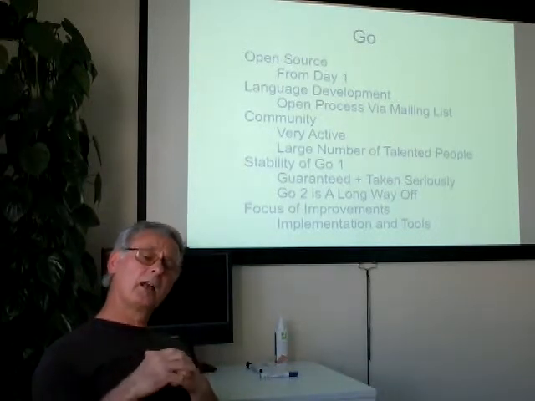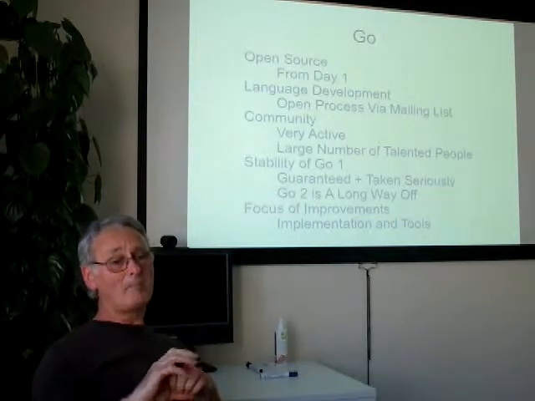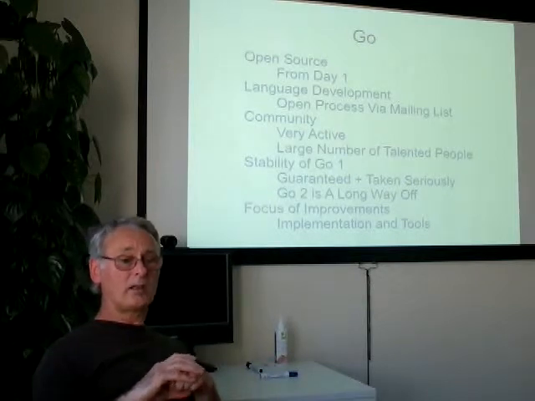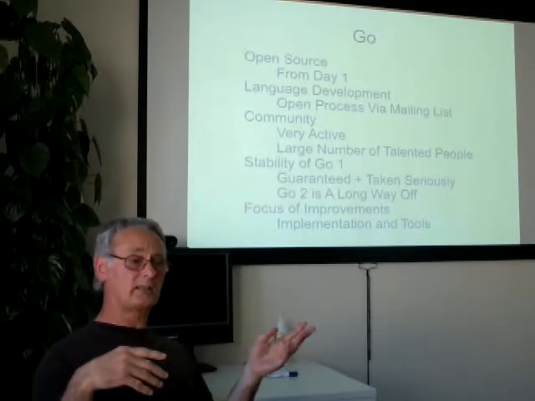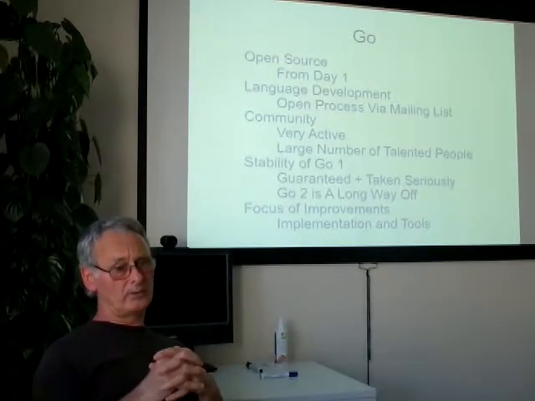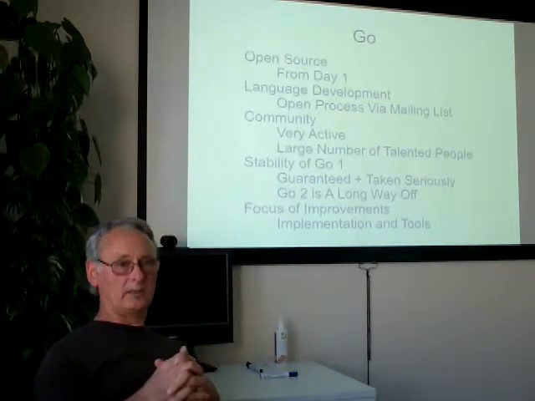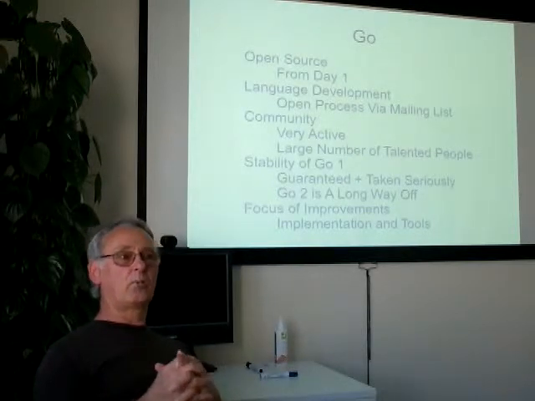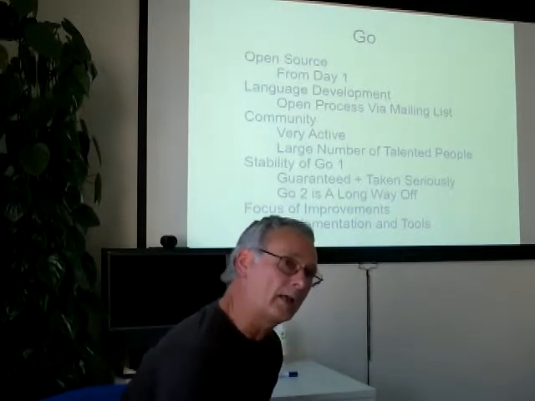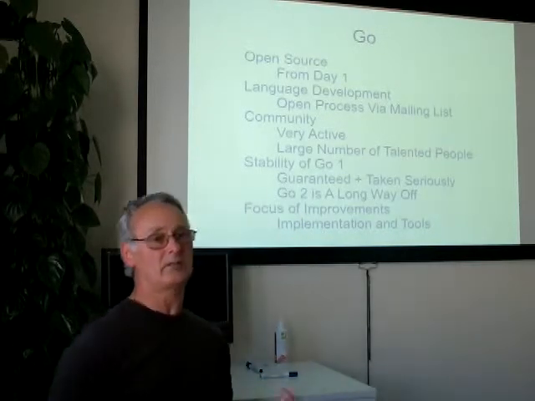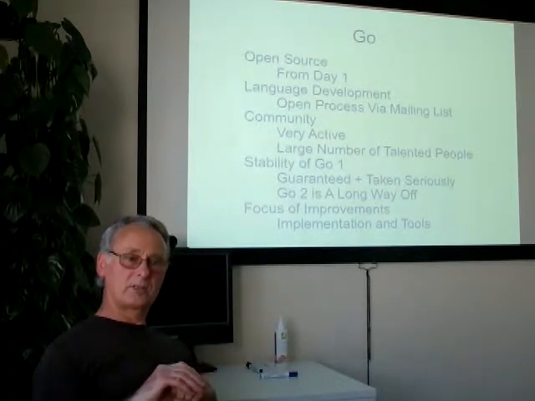Community is very active. Very large number of very talented people, sometimes, you know, a bit too active. Language development is an open process via a mailing list. All code that's checked in undergoes a public code review process, and it's been open source from day one. And if you're aware of the history of Unix and the Unix authors, you'll understand why that's been so important. Unix only got out of Bell Labs as a complete fluke and by the skin of its teeth, and thank God it did too. So they weren't about to make the same mistake twice, I think.